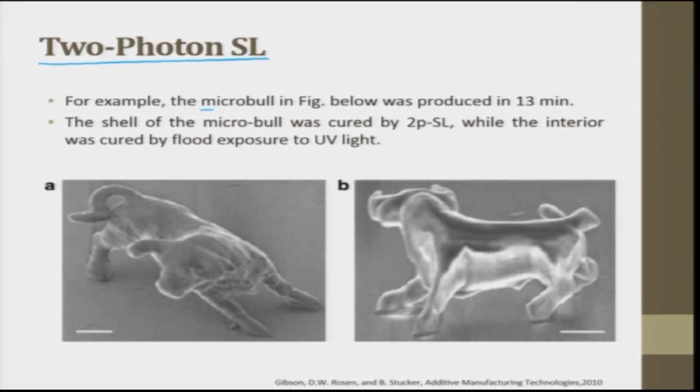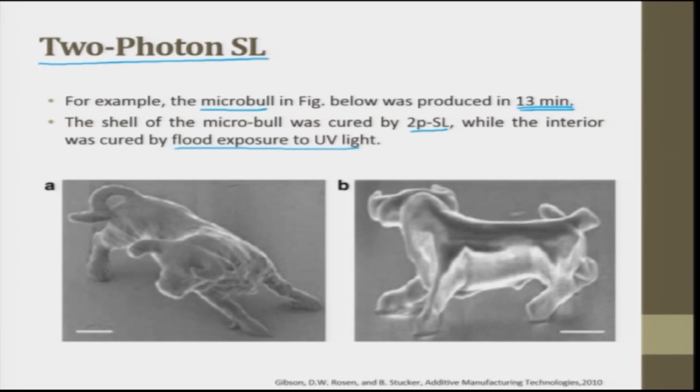It is a micro bull, produced in 13 minutes. The shell of the micro bull was cured by 2-photon stereolithography, while the interior was cured by flood exposure of UV. So you see, you can use this too and you can cure it. From this, what can be inferred?